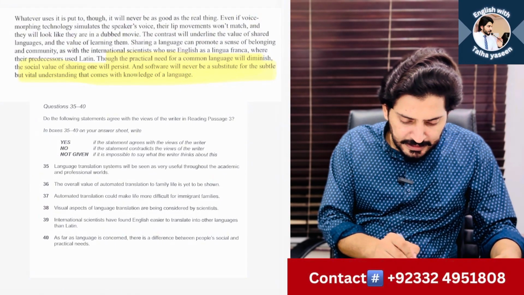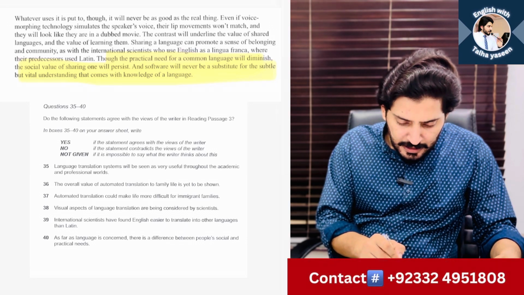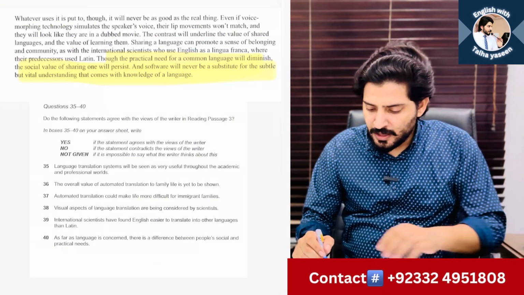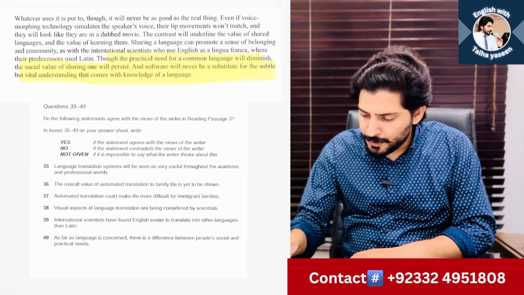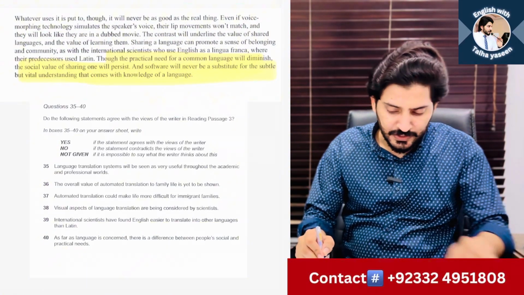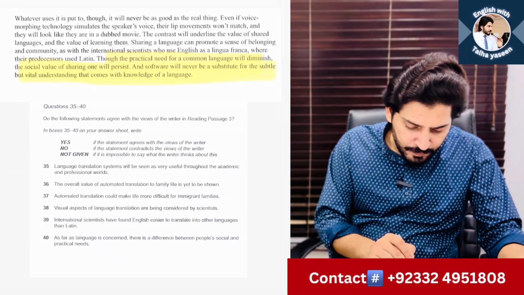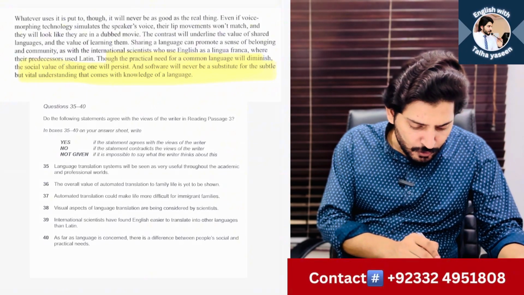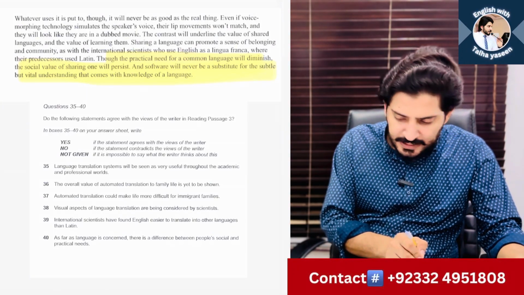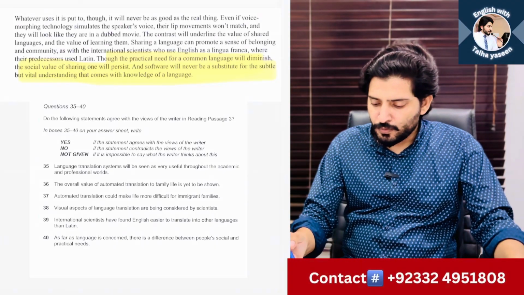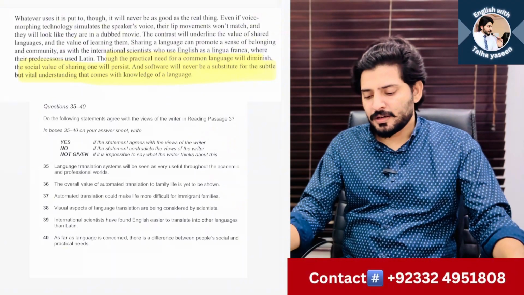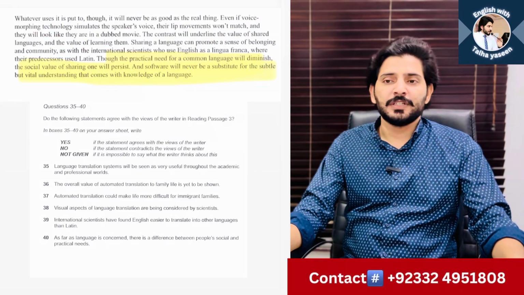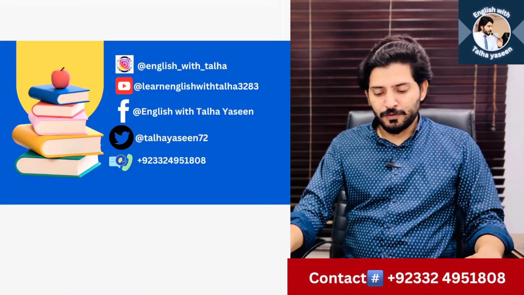Though the practical need for a common language will diminish. In the question he asks, as far as language is concerned, is there a difference between people's social and practical needs. And here it says the practical need will diminish and the social value of sharing one will persist. So the difference will persist. We will write yes in front of 40. This is the end of this activity.